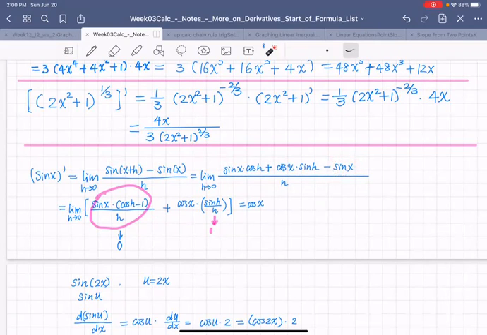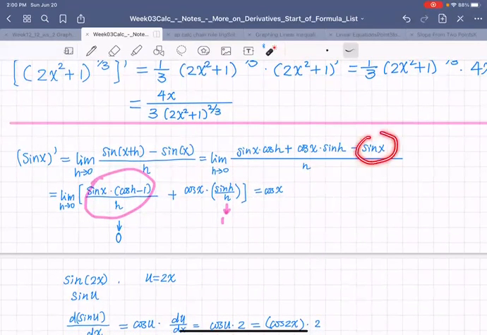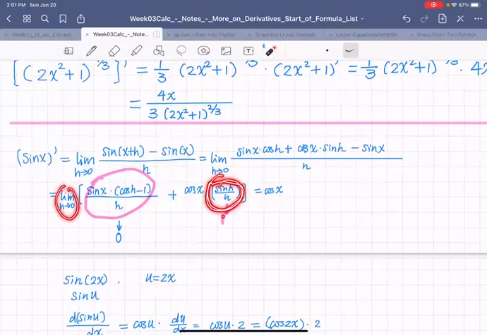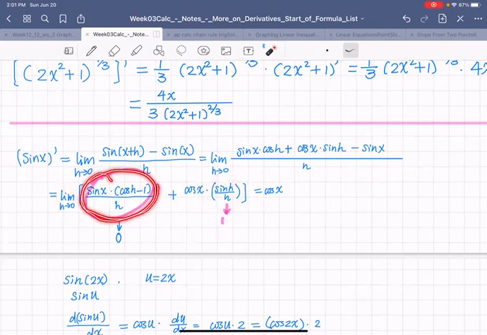Now look at here. Sine x, sine x. So I will pull this out to here. That gives me sine x times the quantity cosine h minus 1, divided by h, and then plus cosine x times sine h over h. In the first class, we learned about this one many times. It equals 1. So we focus on how much is the other one.